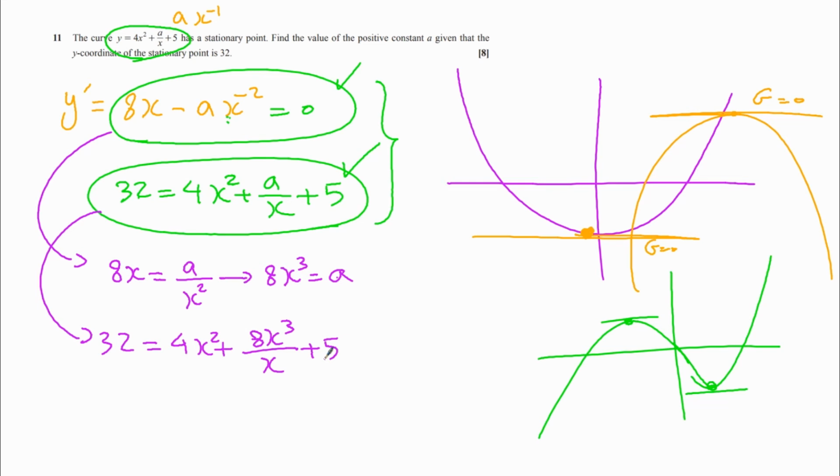8x cubed over x is 8x squared. So this is 32 equals 8x squared plus 5. Take the 5 to the other side: 8x squared equals 27. So x squared is 27 over 8.